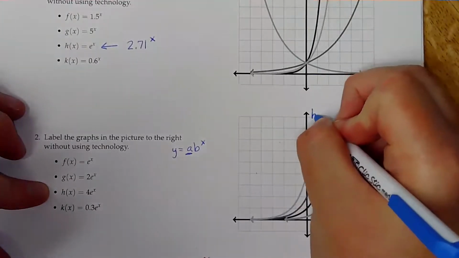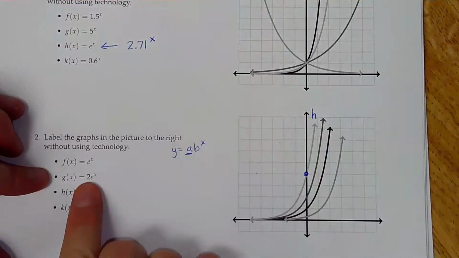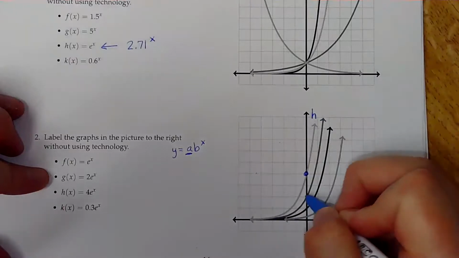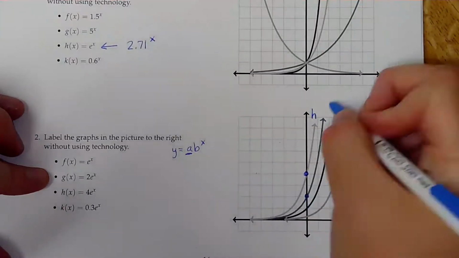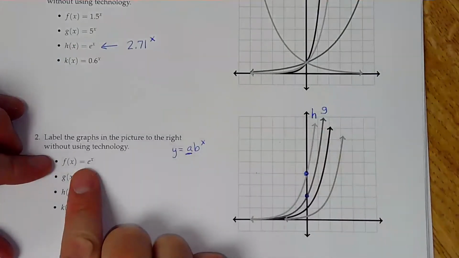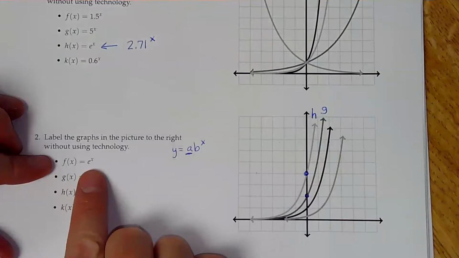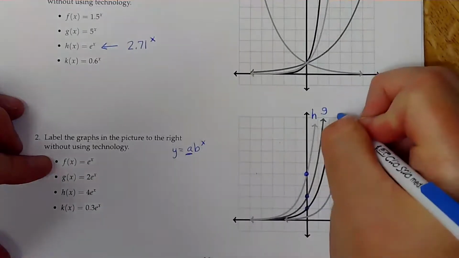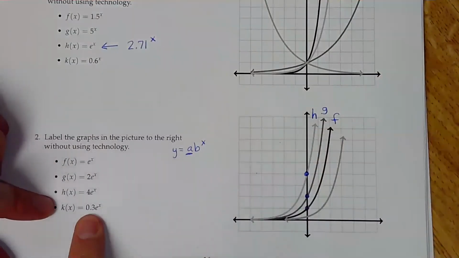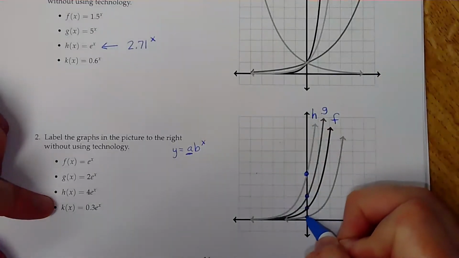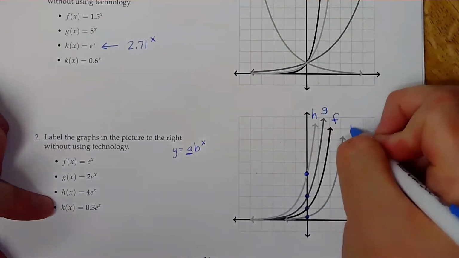So that makes this function h. G has a y-intercept of 2, so looking for the one that goes through the spot for 2. That'd be this one here. So that's my g. E to the x has that invisible 1 in front of it, so f is going to be the one that has a y-intercept of 1. That would be this one right here. So there's my f. And then here, my y-intercept is 0.3, so I'm looking for something between 0 and 1. There's also only one left, and this looks like it's pretty close to 0.3, so this would be my k.